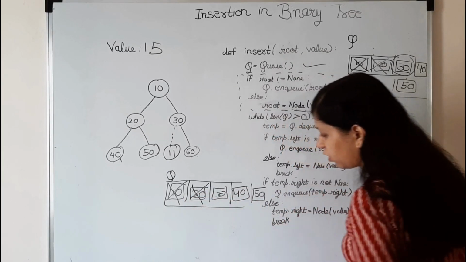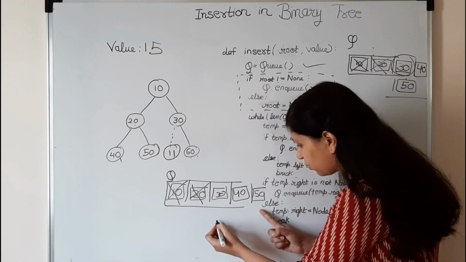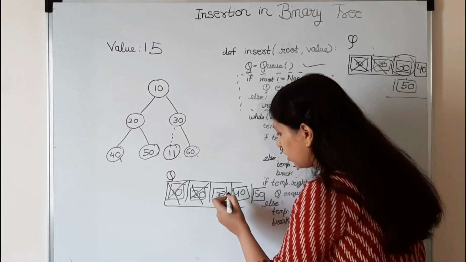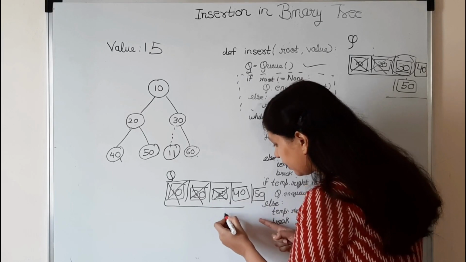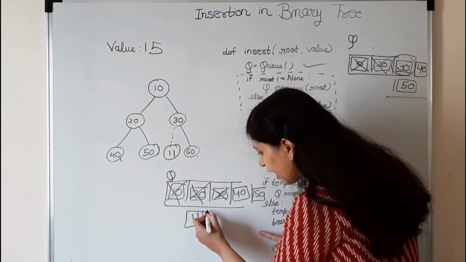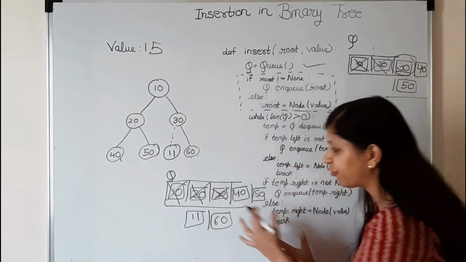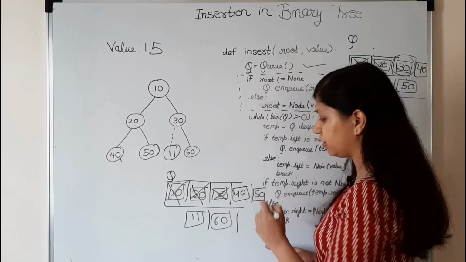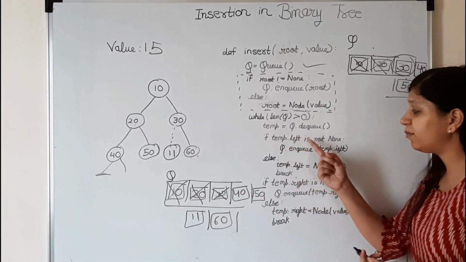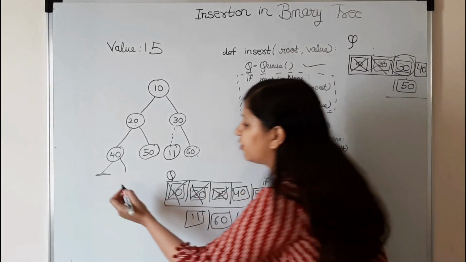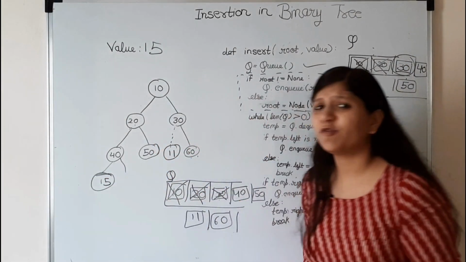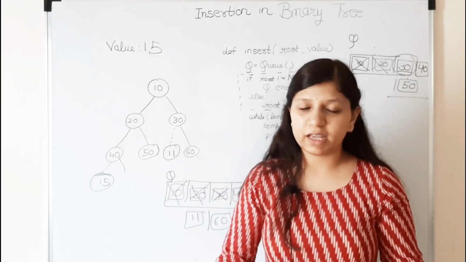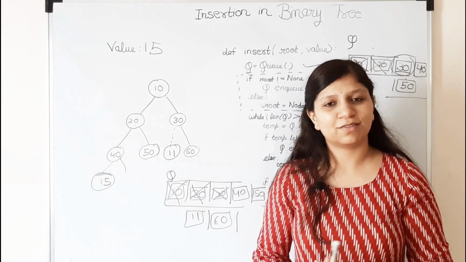Okay, so 20 is also gone. Again, I don't have much space, let me do it here. Now the next node is 30. Now 30 has 11, so we cannot insert it here. So we'll dequeue it, and after that 11 and 60 go in the queue. This is the continuation of the queue. Now this is all done. Next is 40. So we'll come to 40 and we'll see the temp dot left is none, and we'll insert a new node here. So it's very simple: doing a level order traversal, and as soon as we get a vacant position where we can insert a new node, we'll insert it here.